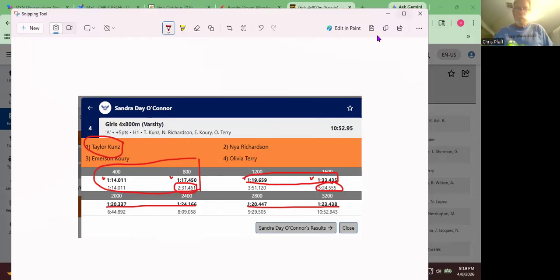All right, so that's how you can get splits on a meet where they have live results. This would be the best place because it's going to be the most accurate. If you have a meet where they don't have live results, then you would check with the coach, Coach Kubley or Coach Williams, to see if they've got the splits. All right, so that's how that works.